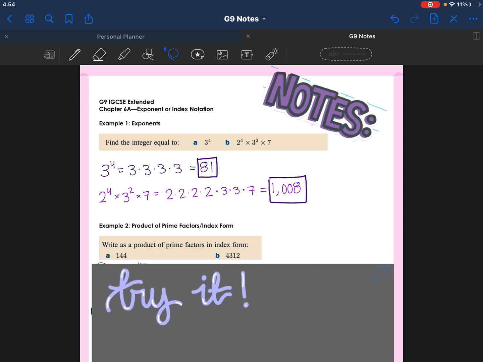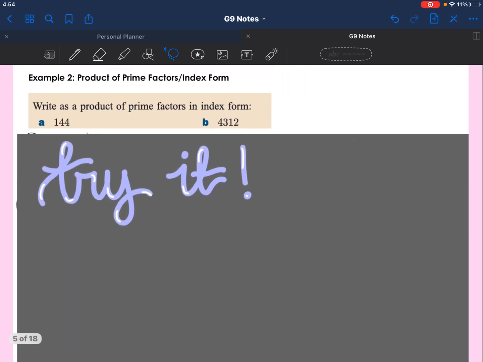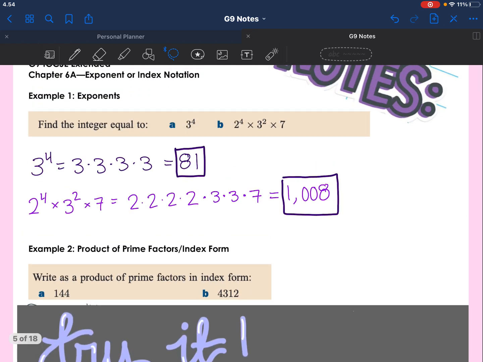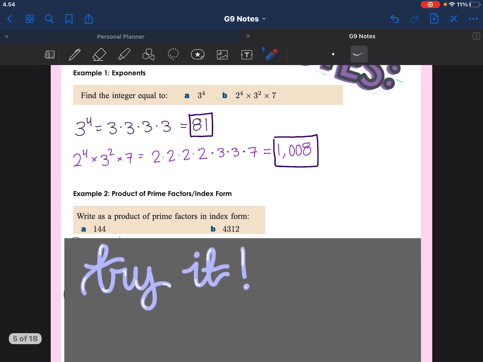Alright. Second example, go ahead and do this. So let's go back to prime factors. Let's see if you guys remember this. So write 144 and then 4,312 as a product of prime factors in index form. So index form is this form here: 3 to the power of 4, or 2 to the power of 4 times 3 to the power of 2.